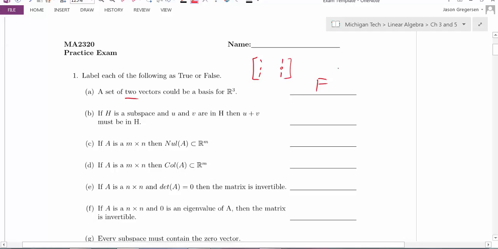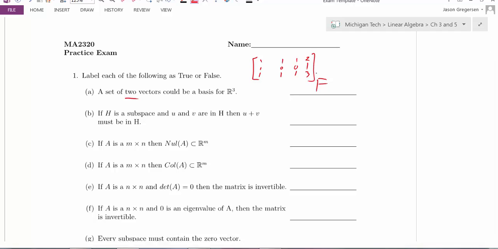Similarly, four vectors could not possibly be a basis for R3, because if I added two more vectors, no matter what they were, if I row reduced, the most pivot positions I could get would be 3, and so there's no way I could have a pivot position for each column. So if I had four vectors in R3, they could not possibly be linearly independent.